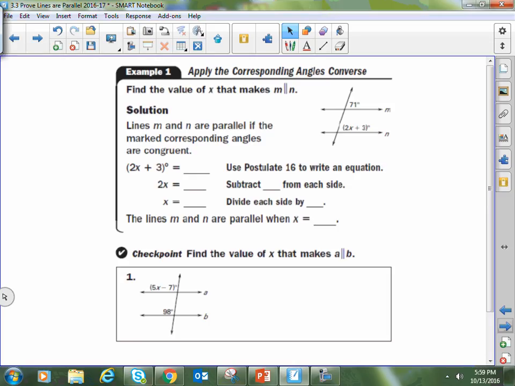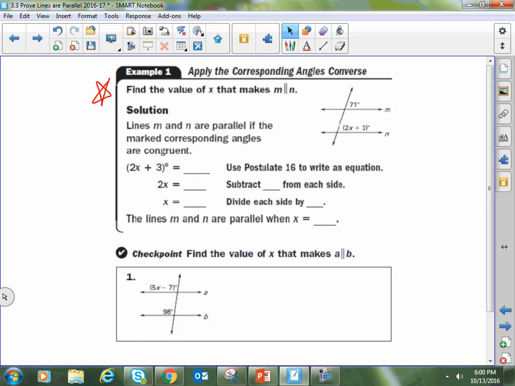So here, let's take a look at the example. Find the value of x that makes these two lines parallel to each other. This particular type of example is a very common type of problem that's going to ask you to test your skills of recognizing the relationship of the angles, whether they're congruent to each other or supplementary to each other, and then, of course, setting up and solving an algebra problem. So this is a very, very common type of problem that you'll see in geometry for this type of concept.